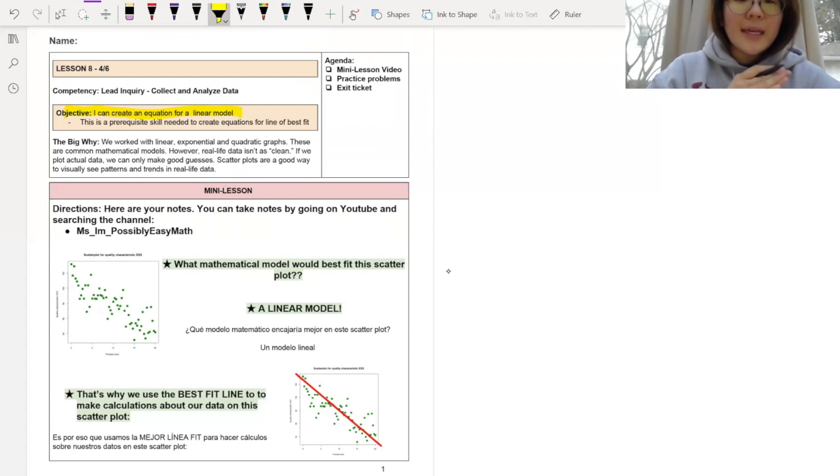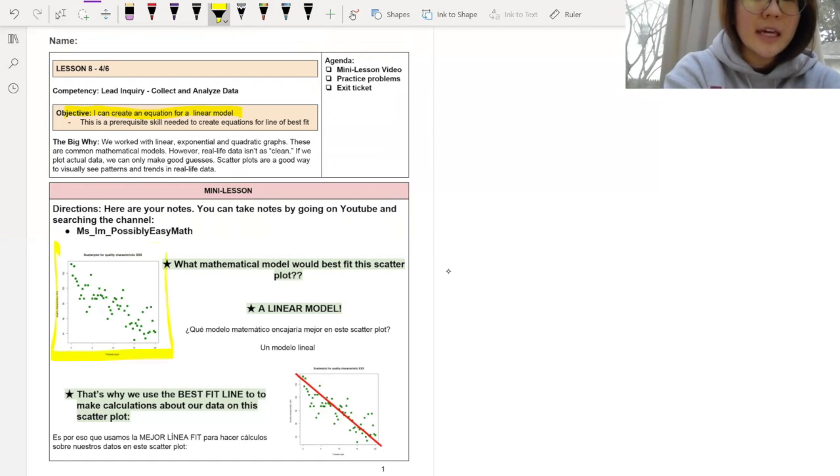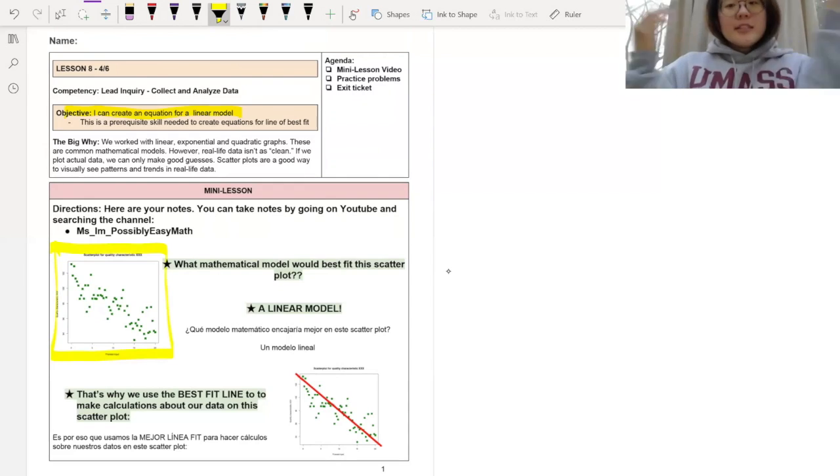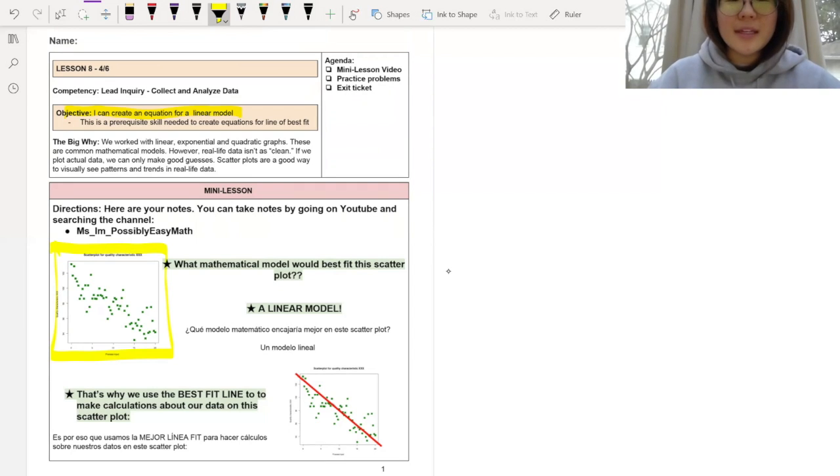So the big why is, let's say you have a scatter plot, right? So I'm looking at page 1, I'm looking at this scatter plot. If you just look at this graph, it's actually really hard to draw information from it, right? What does it mean? How can we make calculations, predictions based off of it? How do we make it meaningful?